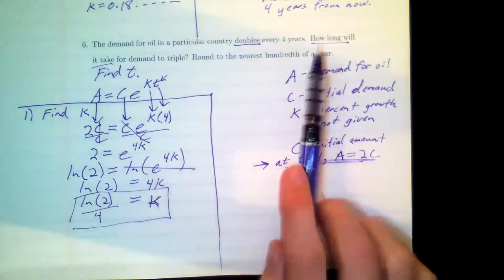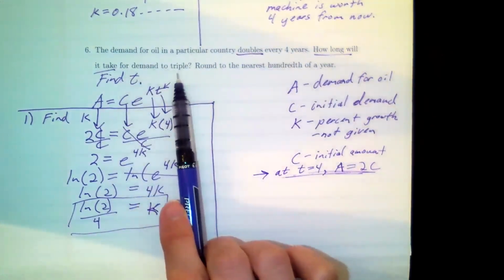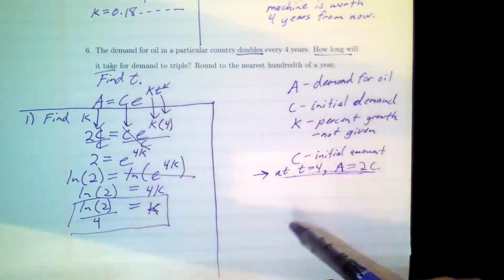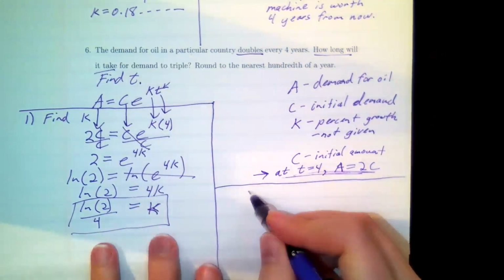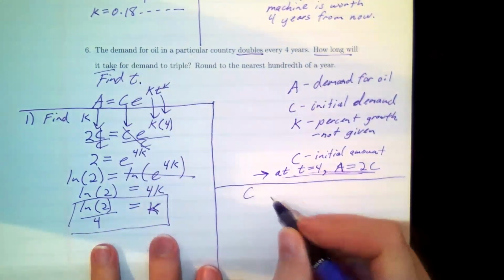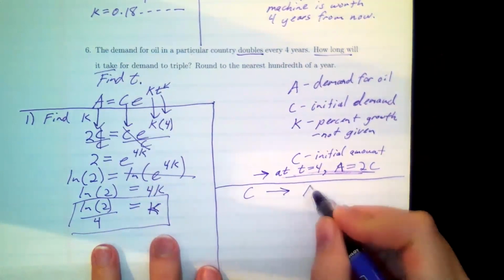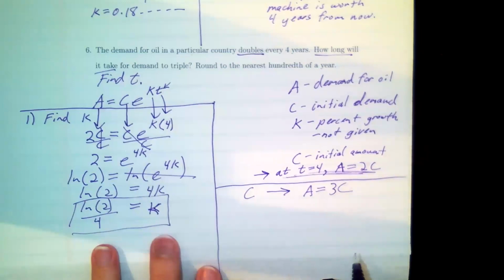Let's go back to what it's asking. It says, how long will it take for demand to triple? In other words, find T when demand triples. So in order to answer that question, I have to get clever again. If C is the initial quantity, then tripling means the future value of oil should be 3 times whatever C was.